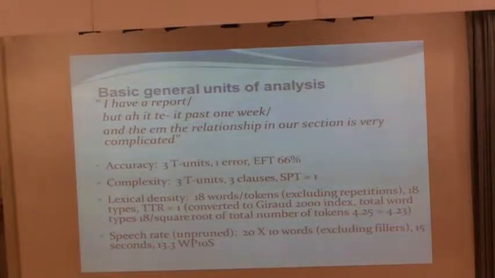So lexical density of that passage above there is 4.23, using that Giraud's index measure. Total word types is 18, divided by the square root of the number of tokens, which is 4.25. So 18 divided by 4.25 is 4.23.